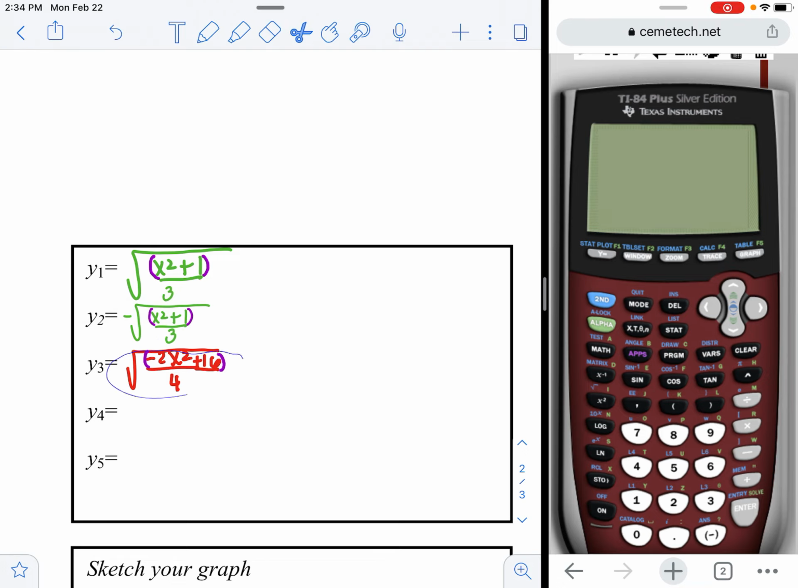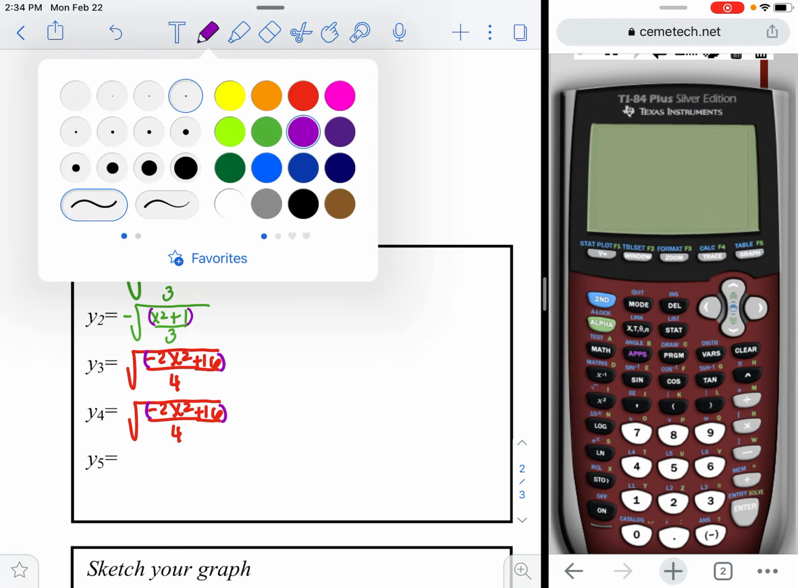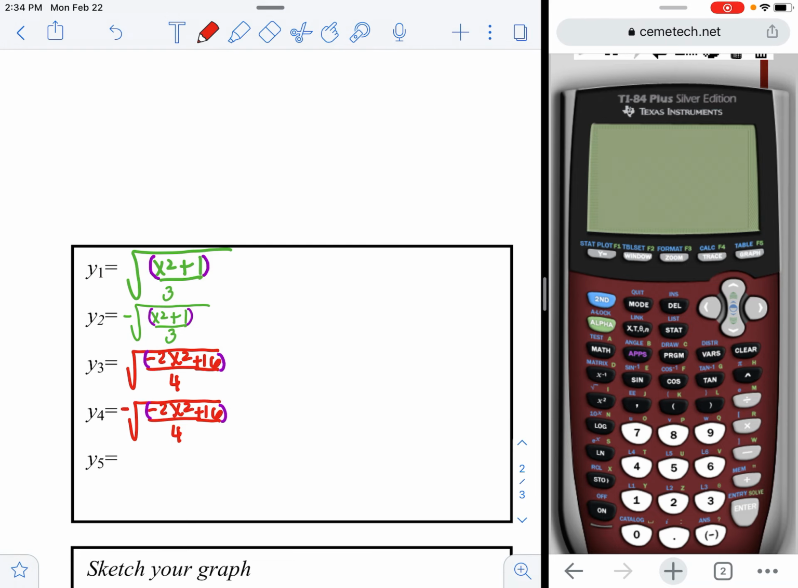Okay. Once again, you're going to have to put the numerator in parentheses. And then we also need the opposite of that. So I'm going to use my copy and paste feature here again. Copy, paste. And I'll just put a negative in front right there.